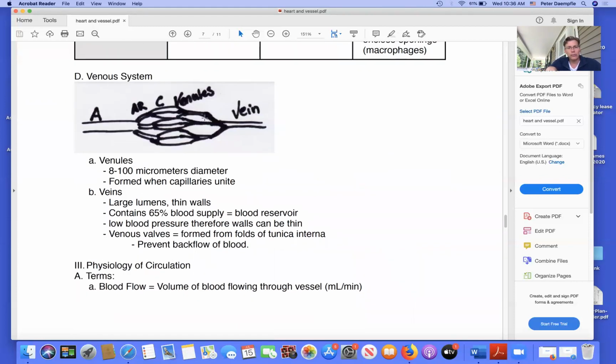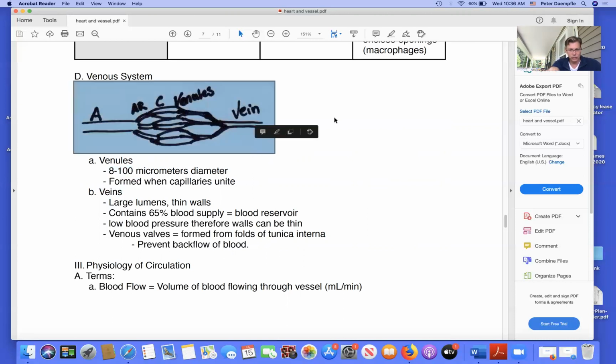All of these capillaries converge to form venules, and venules are kind of a halfway bridge between a capillary and a vein. They're 8 to 100 micrometers in diameter, and they're formed when the capillaries unite. So venules are very small veins accommodating deoxygenated blood. And they converge together to form the actual veins, all right?